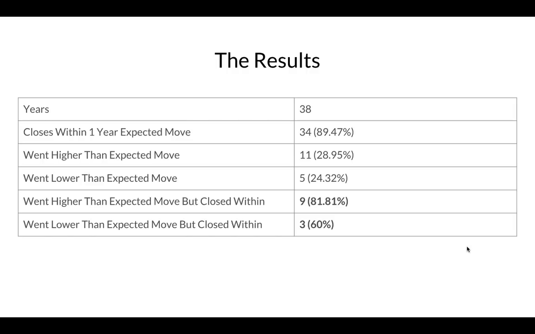Now, here's where the money is made. It went higher than its expected move, but then came back to close the year within its expected move 9 out of 11 times, so 81.81%. That's pretty telling there. And on top of that, it went lower than its expected move, but then closed within, right, came back higher 3 out of those 5 times, so 60% of the time. Very, very, very telling. So how can we make money from this?